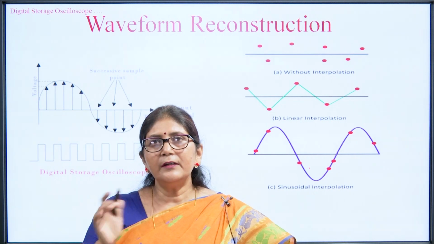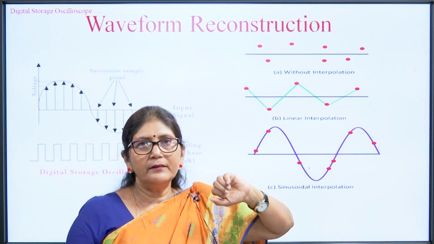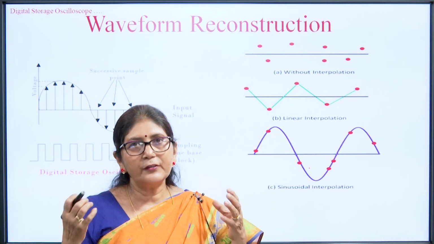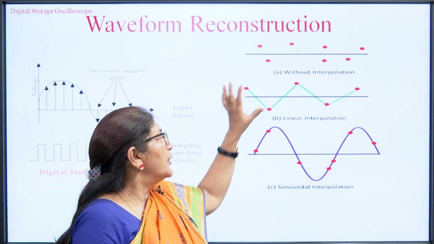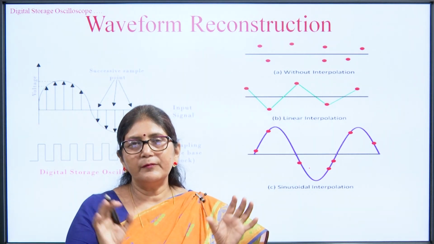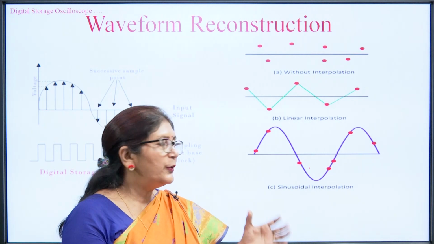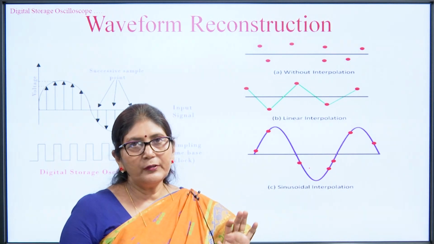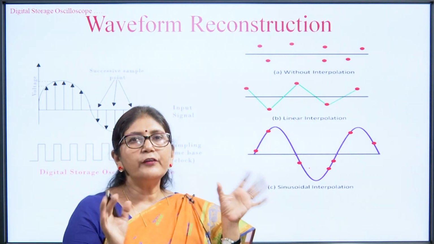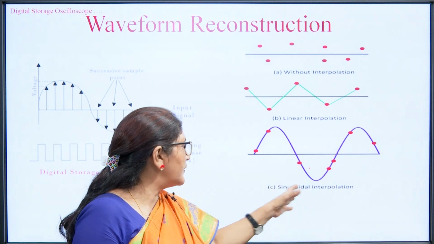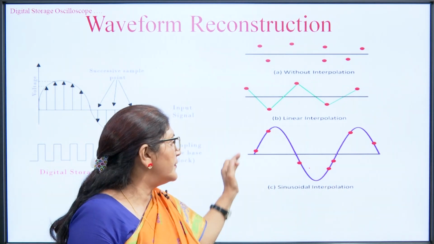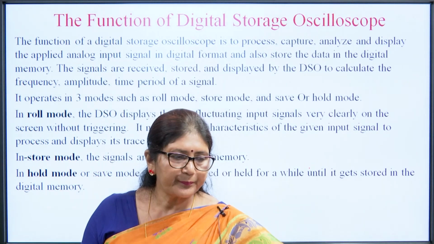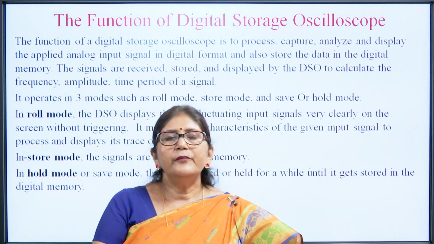In linear interpolation, the dots are displayed, because we have stored the data in the form of digits 0101. So, it will produce the dot form, and we have to connect the dots to produce the signal. If it is connected in this manner, then it is linear interpolation and it will not show the actual waveform. So, generally sinusoidal interpolation is done, and in sinusoidal interpolation we get the exact waveform of the input. So, this is the function of the CRO.